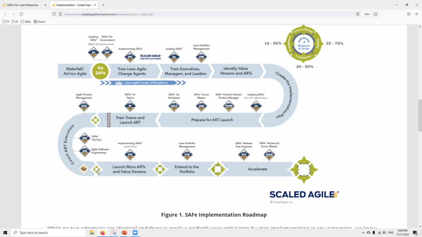If this goes well, you launch more ARTs. If this does not go well and you think there is scope for improvement, you repeat it, rinse and repeat, do it again and again. Once you're confident enough that you can launch more ARTs, more trains, you launch more ARTs, more trains, extend to the portfolio and accelerate.